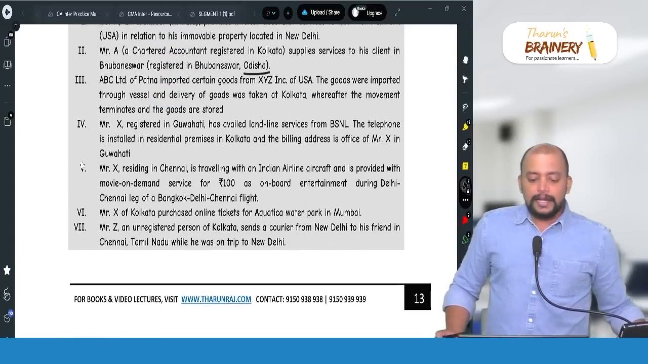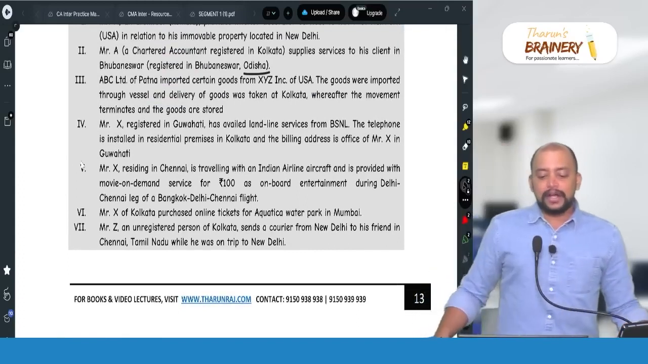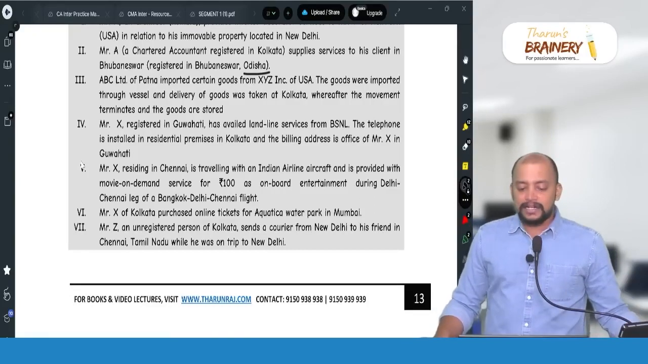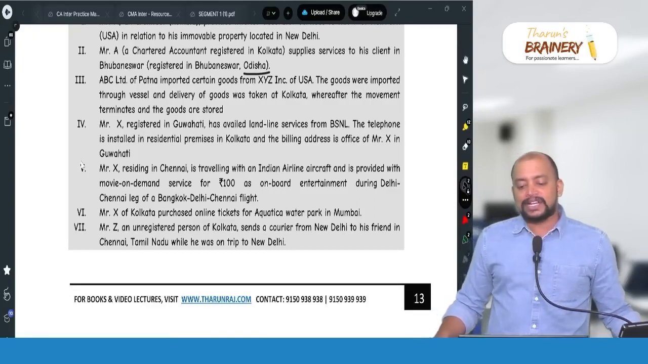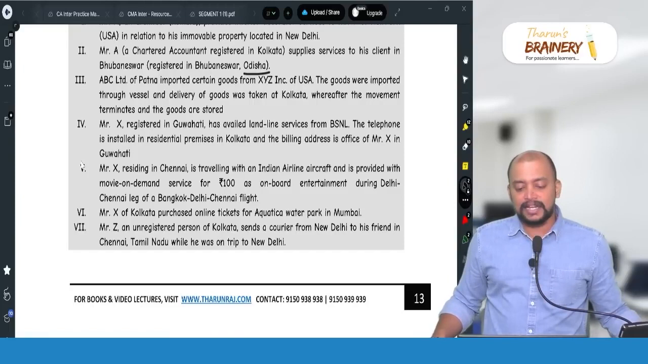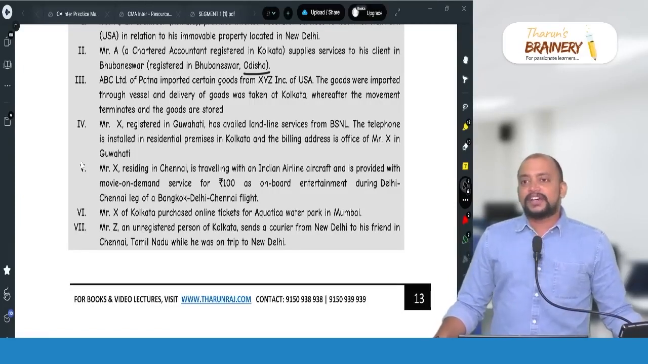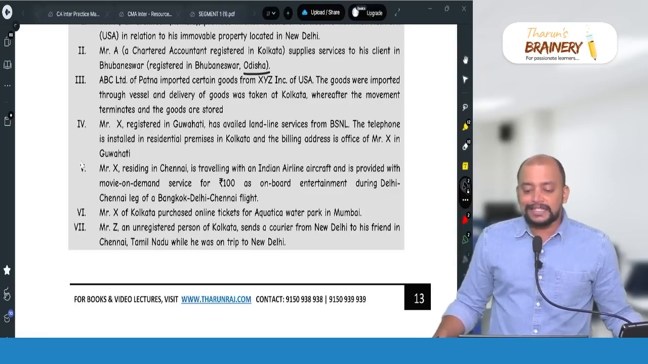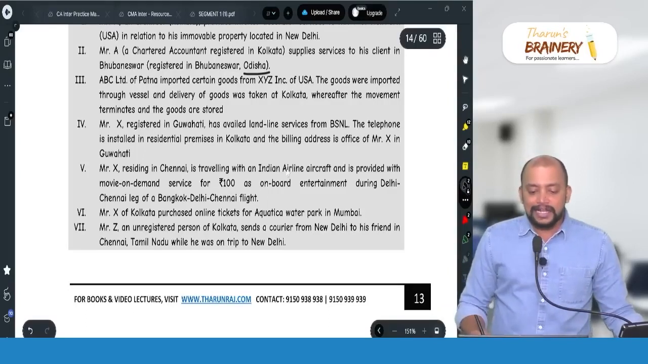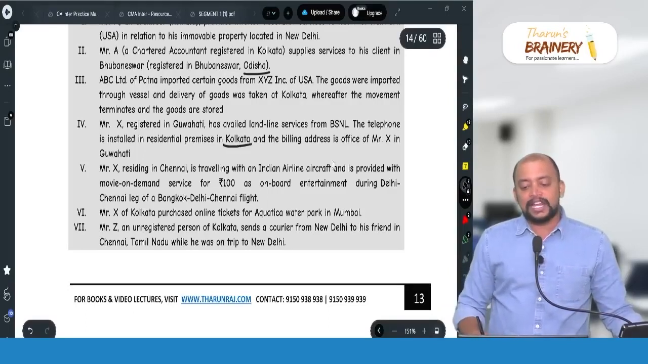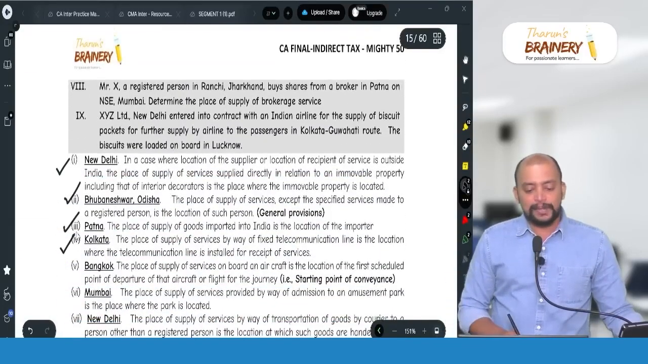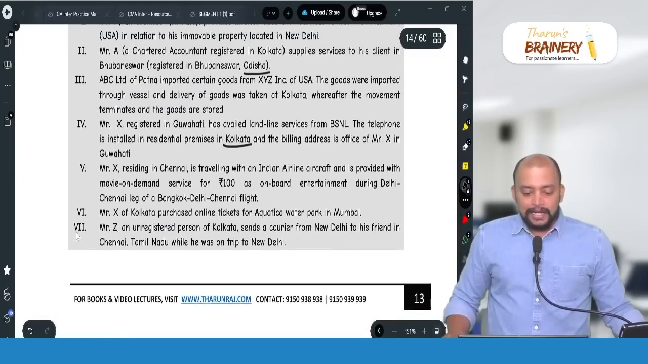Next, number 4, Mr. X registered in Guwahati has availed landline services from BSNL. The telephone is installed in the residential premise in Kolkata and the billing address is office of Mr. X in Guwahati. So now in case of landline services, section 12, location where it is installed. So it is installed in Kolkata. That only is taken, we will not take billing address and all. So Kolkata will be taken as the place of supply.